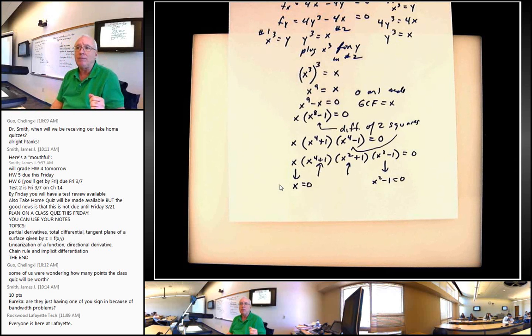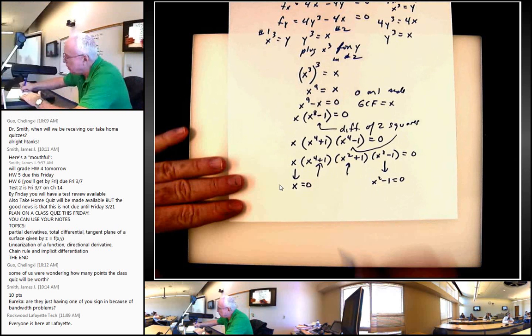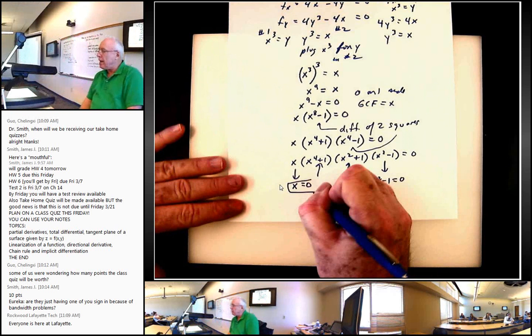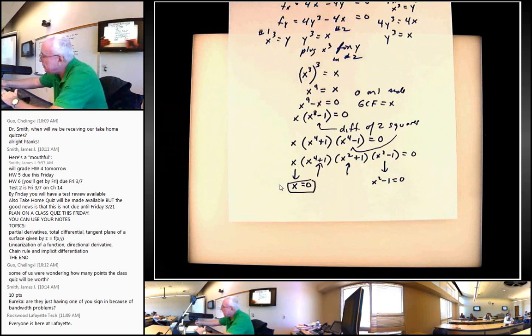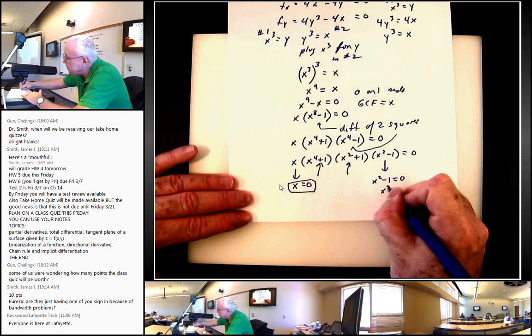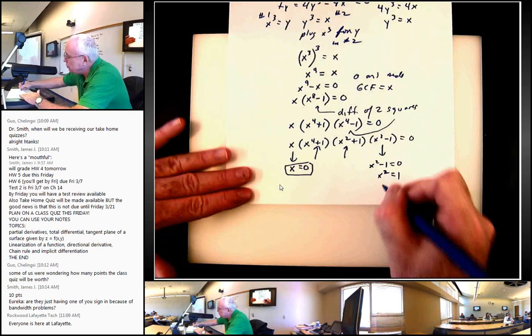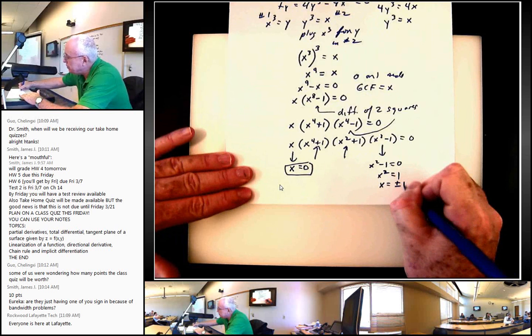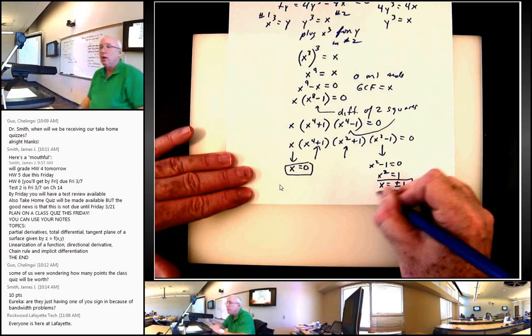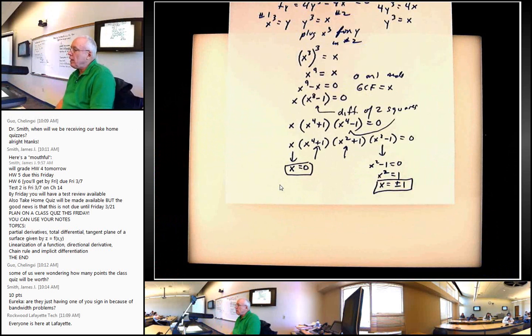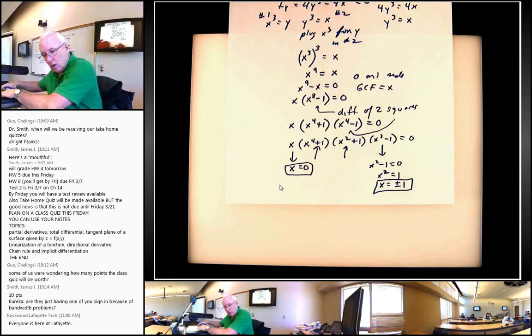Because that's going to involve i, the complex numbers. All right. So we have one value here, x must equal 0. And now this is easy. x squared is equal to 1. So therefore, do the square root, x has to be plus or minus 1. So by doing all that, we have that x has to equal one of three of these values. All right? Okay.